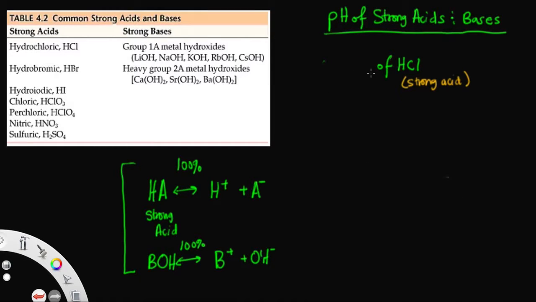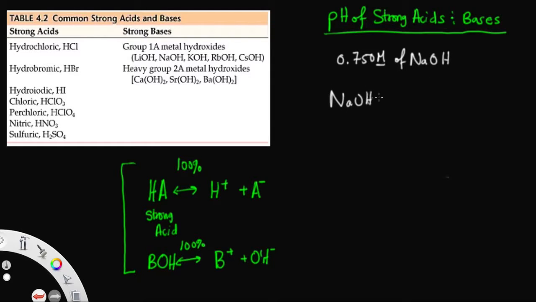All right, and let's use sodium hydroxide for our example. Let's say we have 0.750 moles per liter of sodium hydroxide. Knowing that sodium hydroxide is a strong base because it's a group 1 metal with a hydroxide ion, we should know that if we have sodium hydroxide, it should dissociate into a sodium ion and a hydroxide ion.